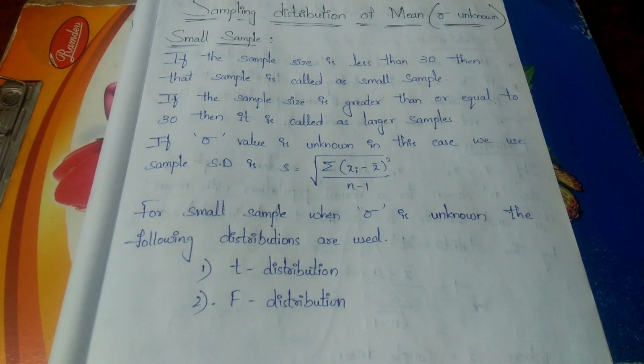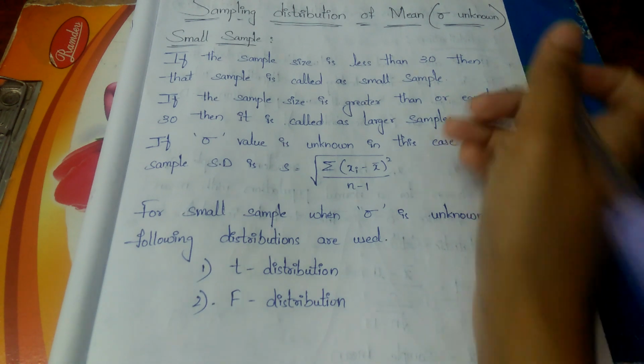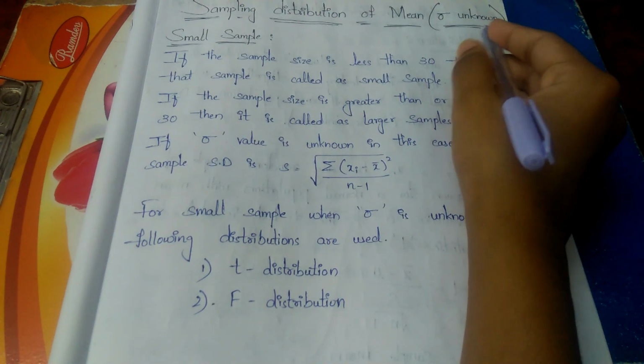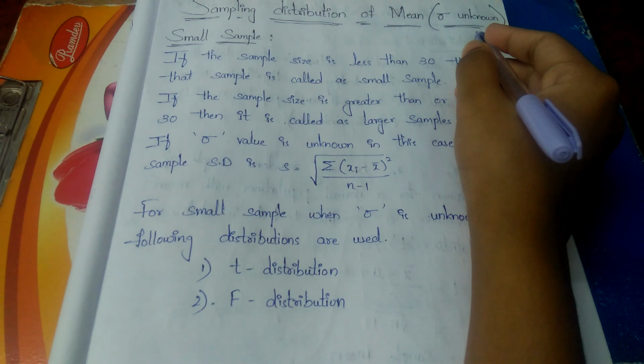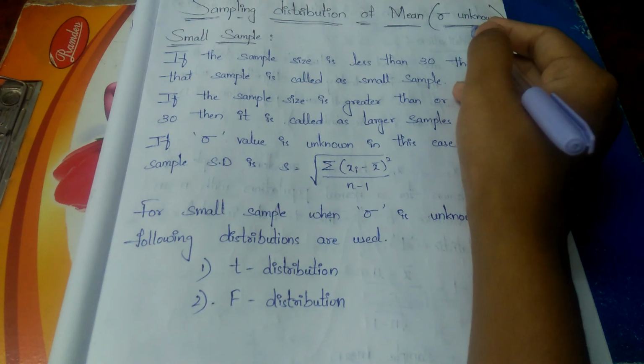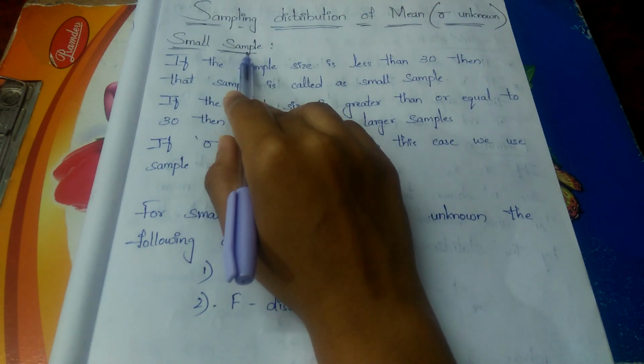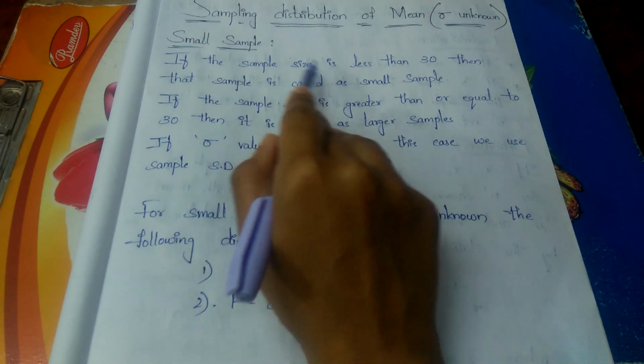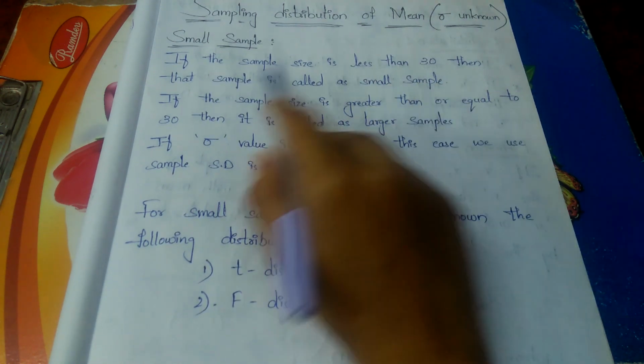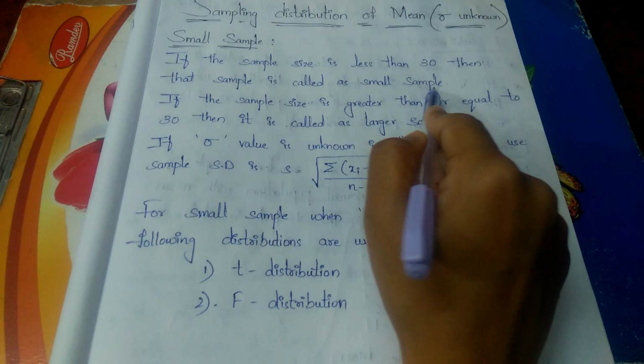Let's see one of the small topics, that is the sampling distribution of mean, where sigma is unknown, nothing but the population standard deviation is not known. So here we have this small sample. If the sample size is less than 30, then the sample is called a small sample.